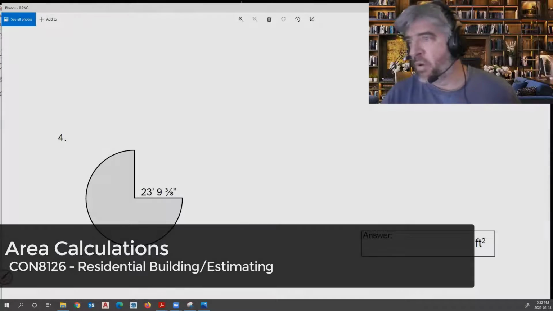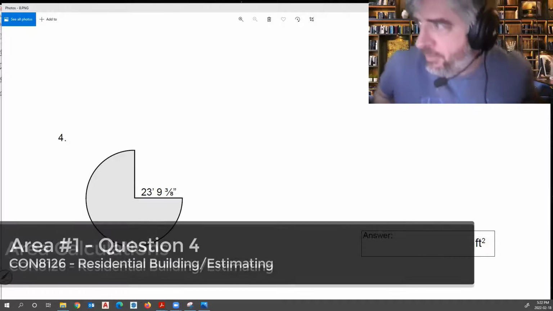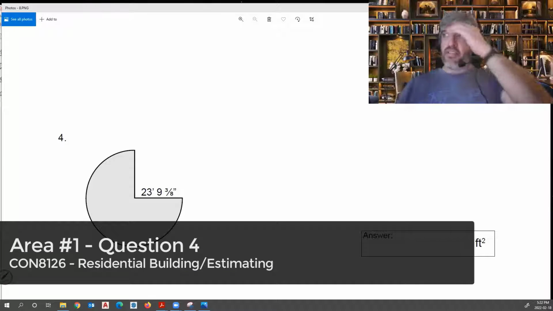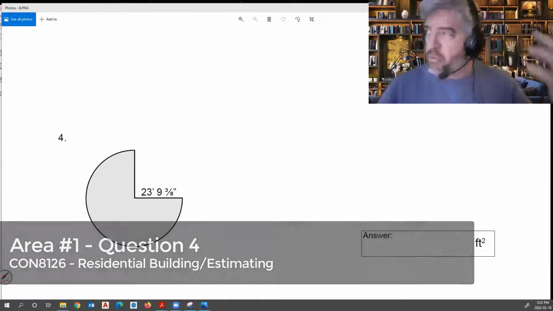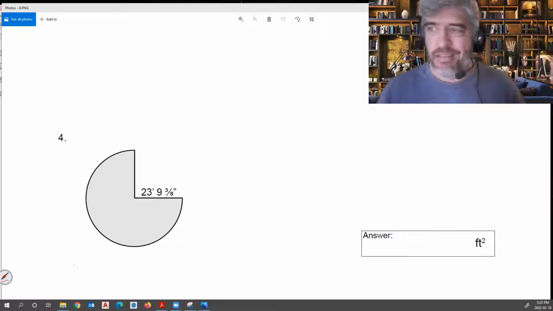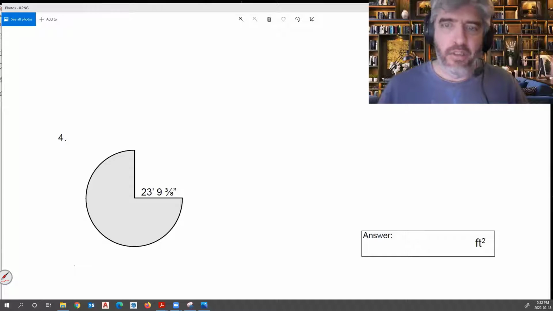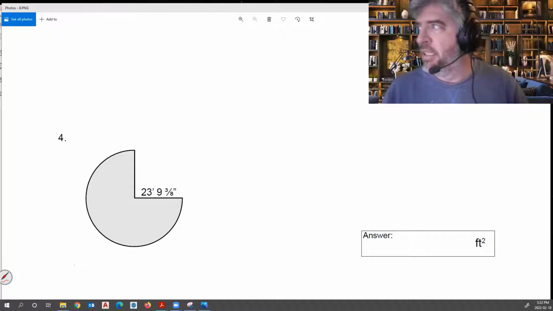All right, last video here for the area sheets, or area sheet. It's just 4 questions. This one here, pretty straightforward as long as you are aware that looking at this, it is 3/4 of a circle. Okay, lots of ways you can deal with that.